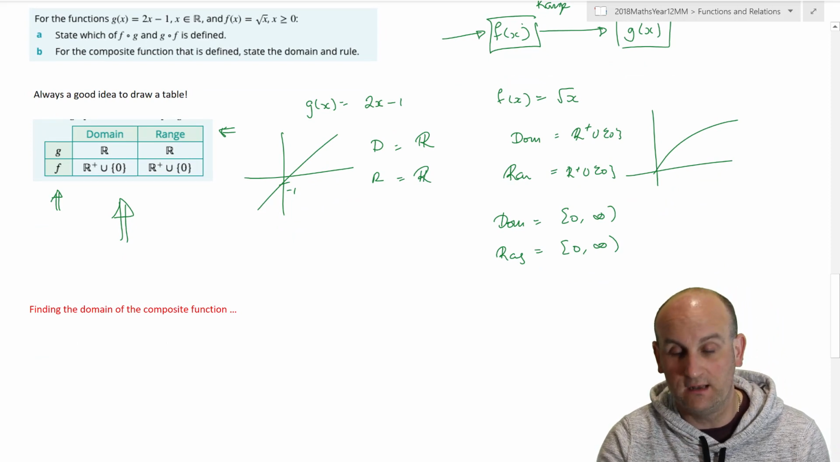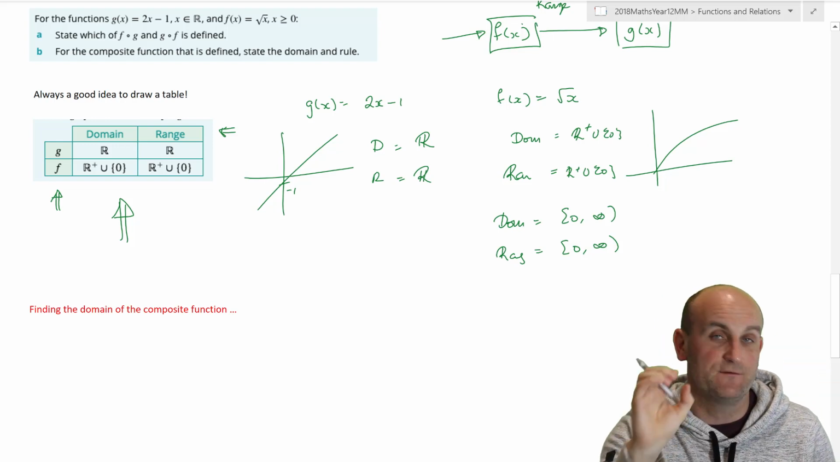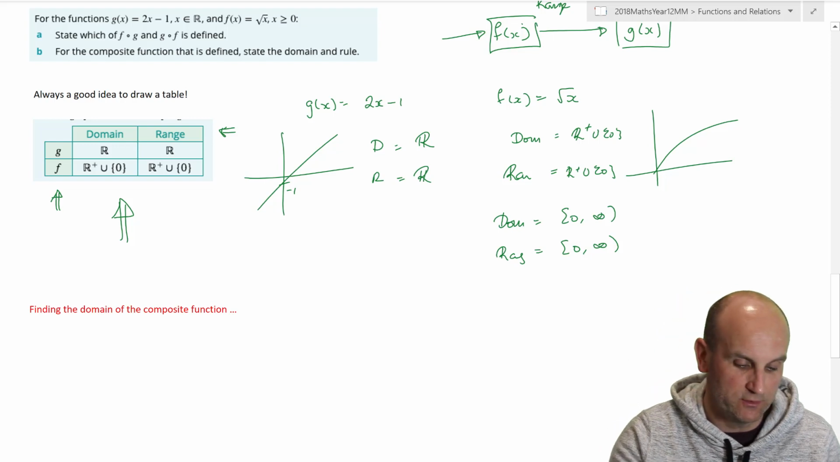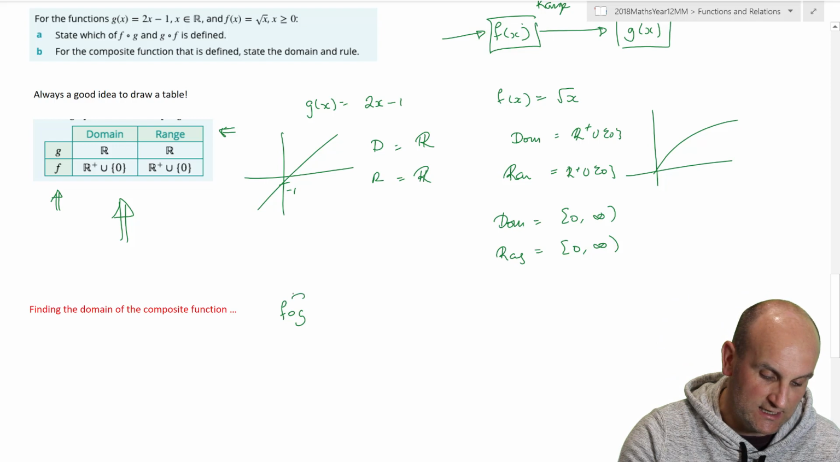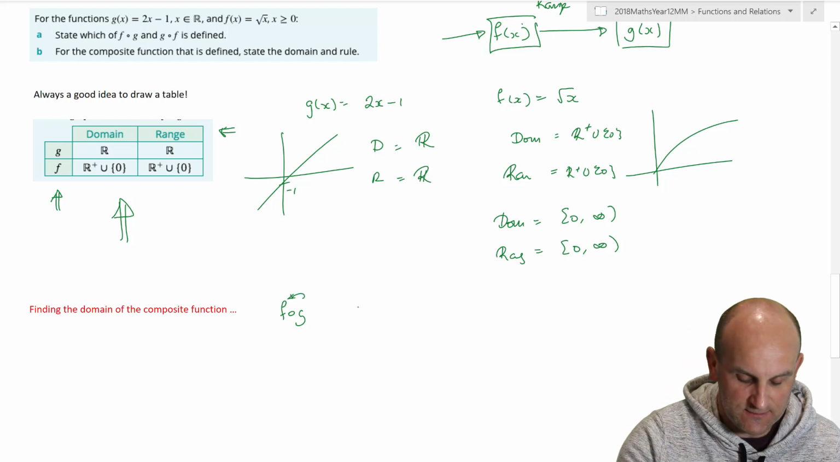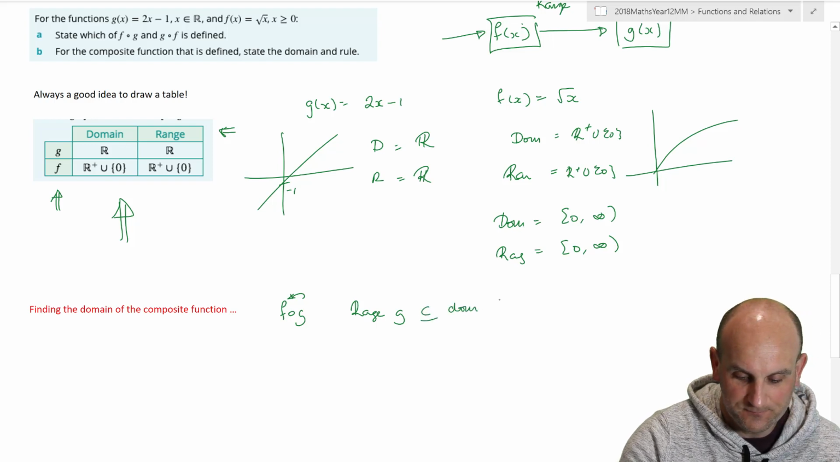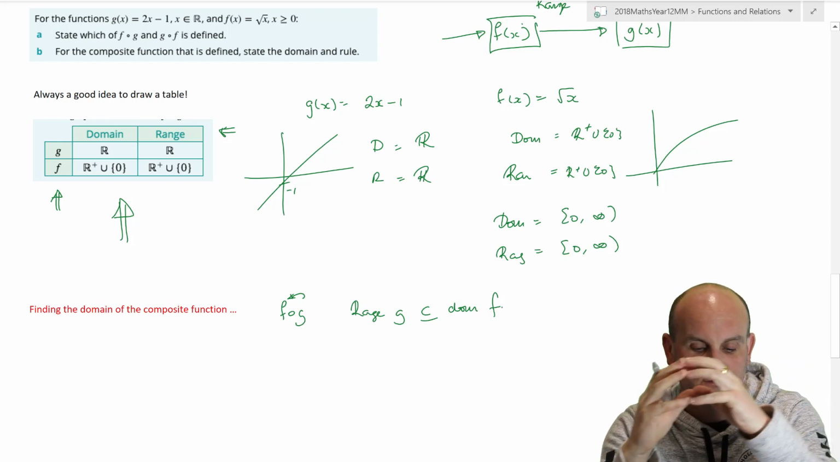Now, for it to be defined, the range of the first function must fit fully within the domain of the second function. Okay, so that's important. So if I now look at F of G, we're putting G into F. So I need to make sure that the range of G is contained within the domain of F, so that all of my range is fitted into the domain.